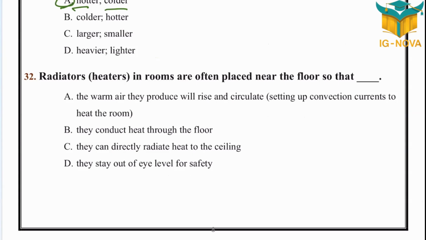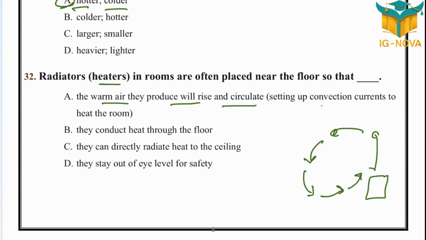Question 32. Radiators and heaters in a room are often placed near the floor so that the warm air they produce rises and circulates with the cooler air. Molecules make a convection current that heats the room. Yeah, this is it. They conduct heat through the floor cannot be. They radiate heat to the ceiling cannot be. To stay out of eye level for safety, that's not it either. So the right answer is this one.